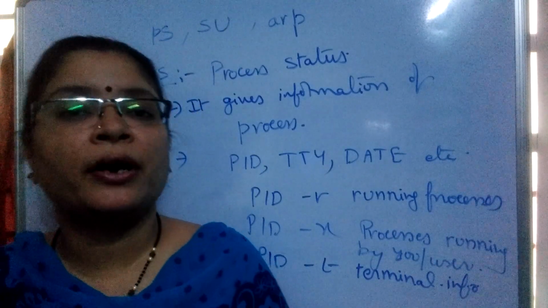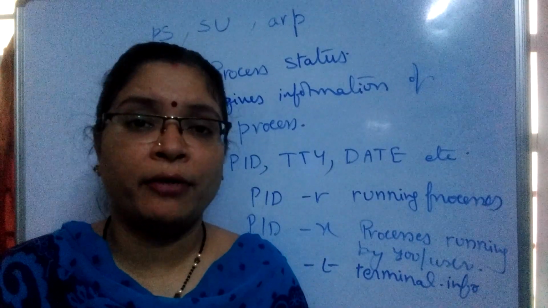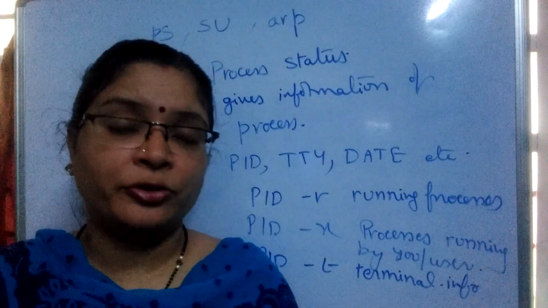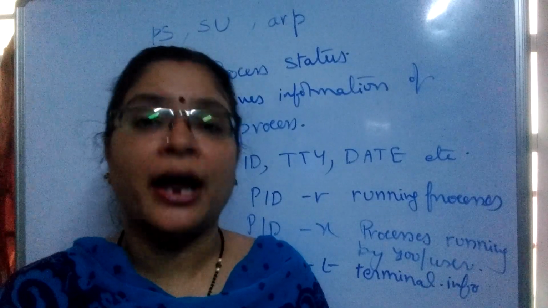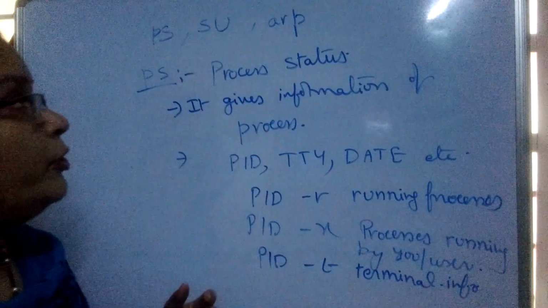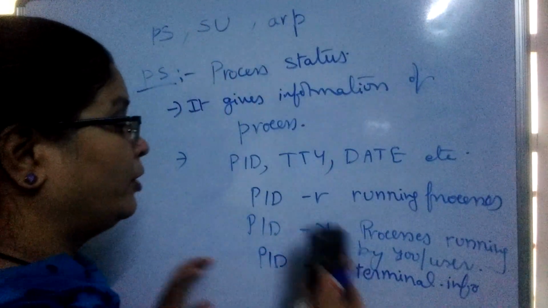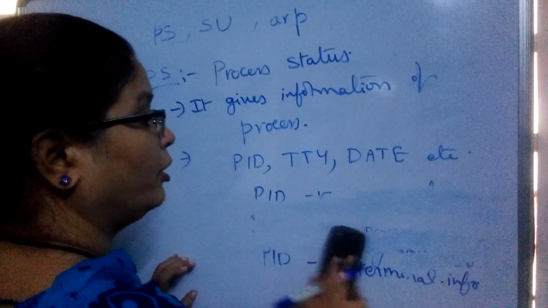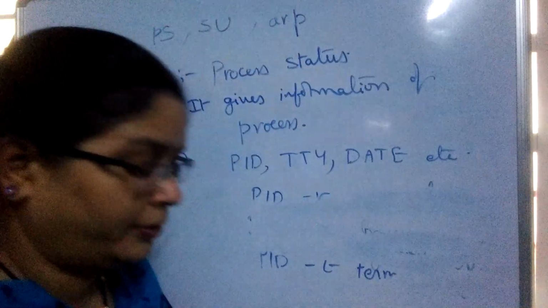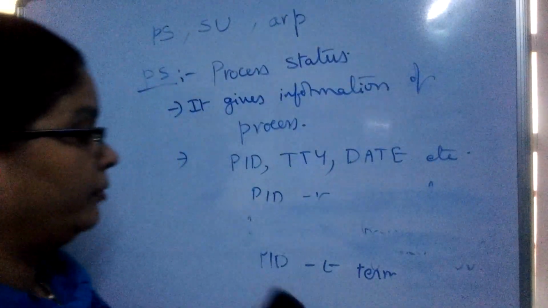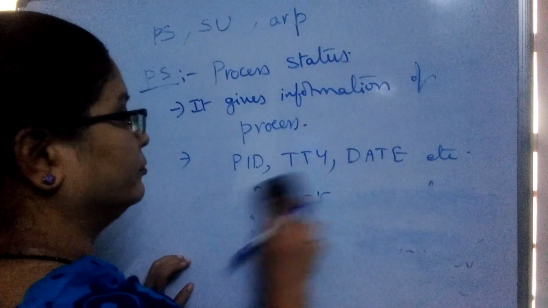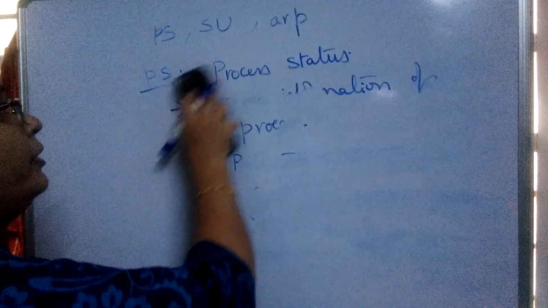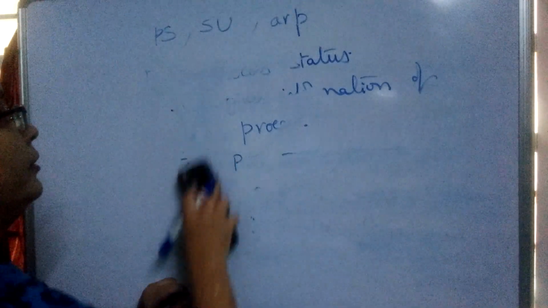You can watch my past videos. In those videos I have also discussed multiple options of the PS command, which explain the process status. Next we are going to discuss the SU command. What is the purpose of the SU command, and why do we use it? We will see in the next part. So let us start with SU, and then we go for the ARP command.